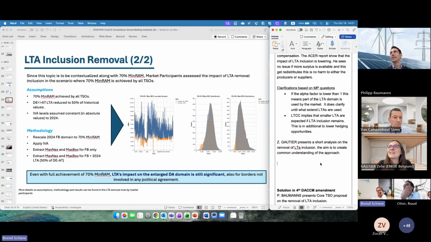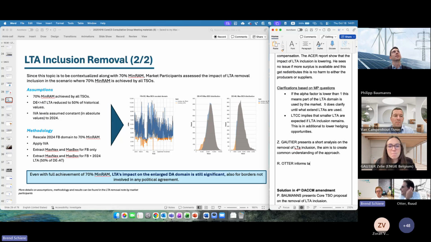The only two political agreements existing right now are the Germany, Austria, and Dutch. Dutch borders, yeah. All the Dutch borders. Not to Norway and not to the core borders. Yeah, yeah. Okay. I wasn't aware.